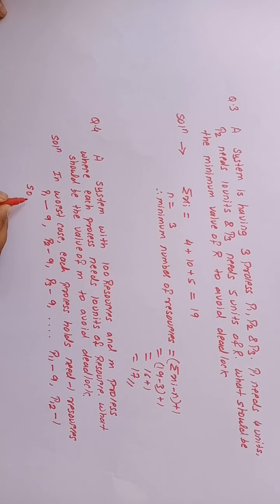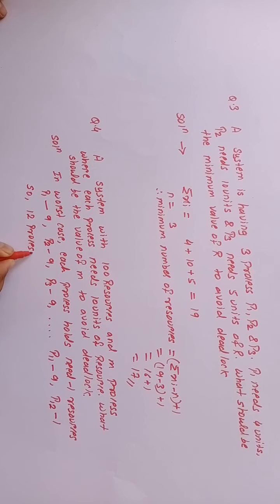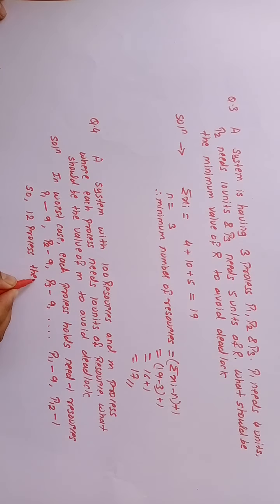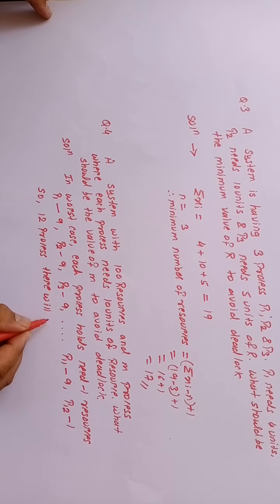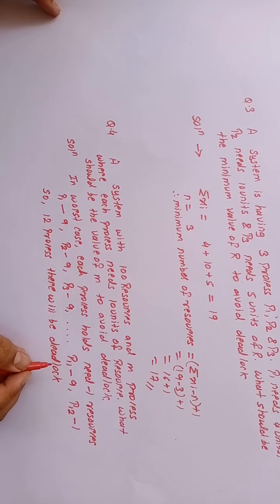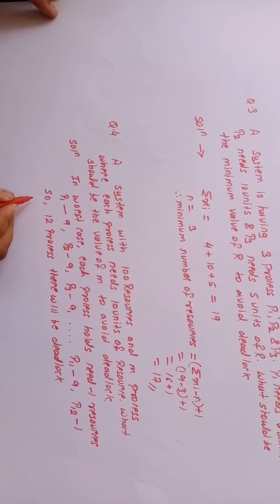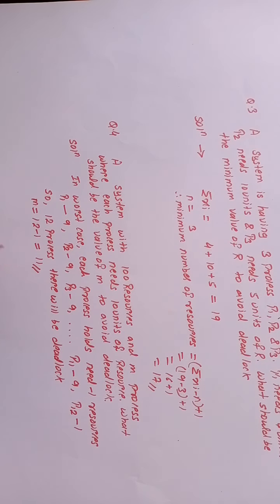So with 12 processes, there will be a deadlock, but we are required to find the value of m such that there will be no deadlock. So m should be 12 minus 1, that is 11. With 11 processes, the system is always assured to be deadlock free.